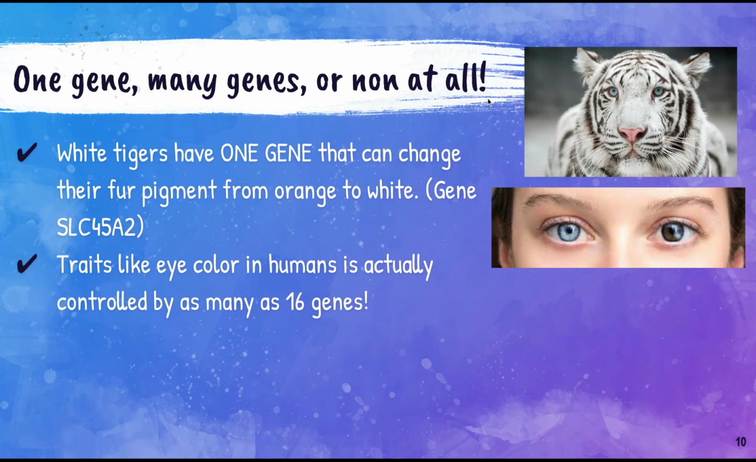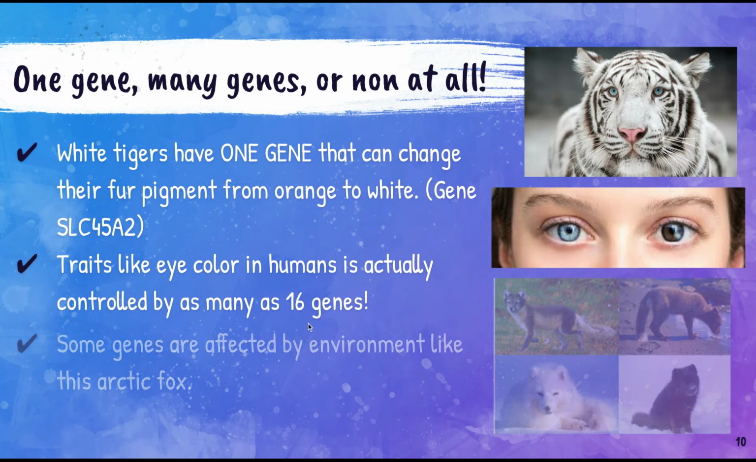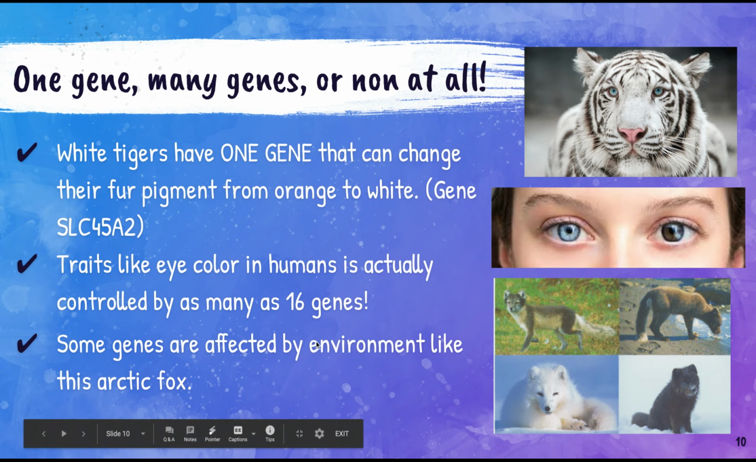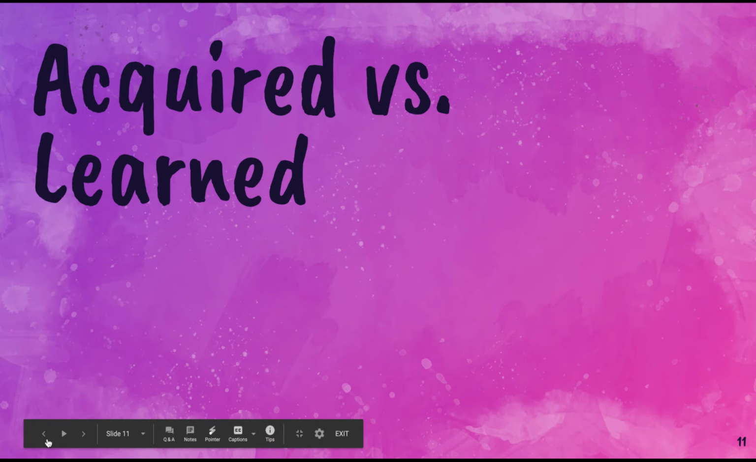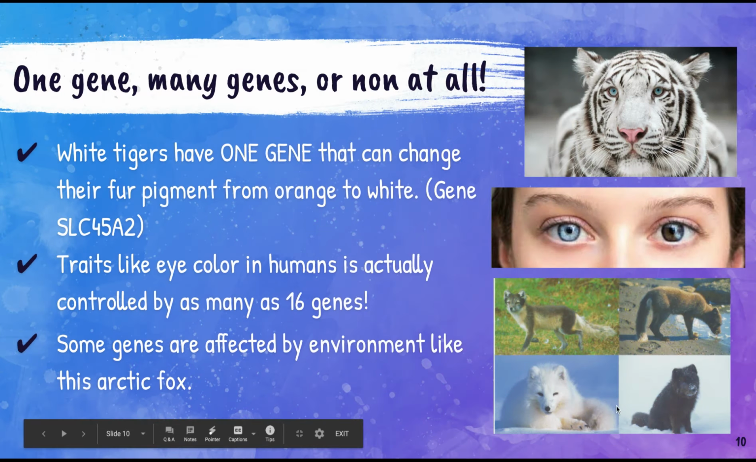Sometimes genes don't even play a factor in it. Okay, and that's this. It says some genes are affected by the environment, like this Arctic fox here. Depending on the weather, the Arctic fox's fur will change to match it. So that is all the different fur colors of the fox depending on the environmental temperature.